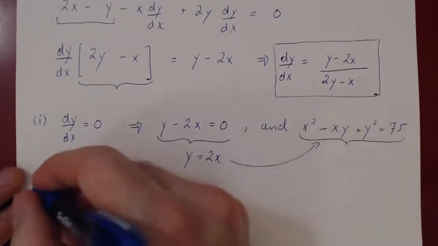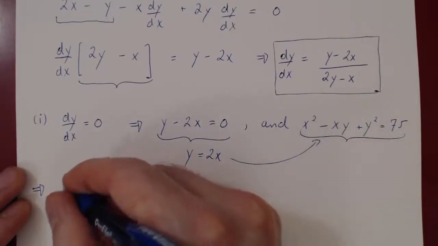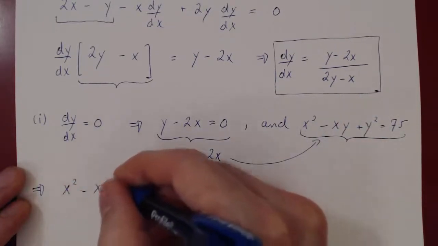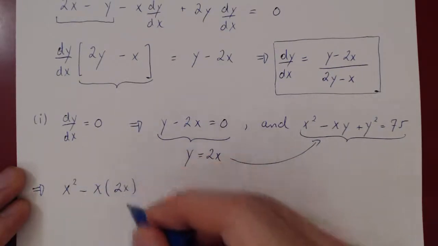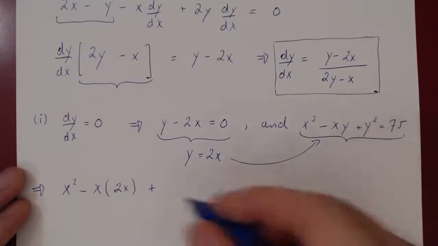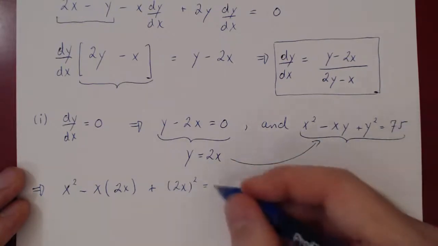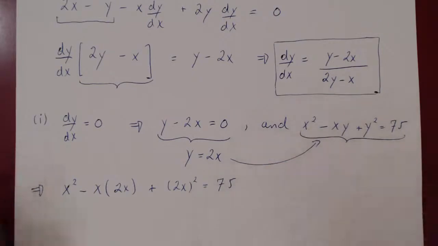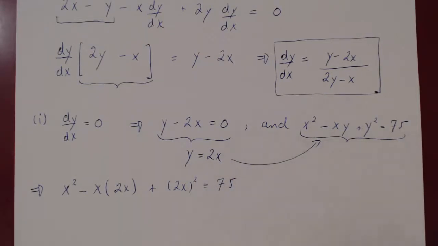Let's do so. So what do we get? Well, x squared stays x squared, minus x times y, but y must be 2x, plus y squared, 2x squared, and that equals 75. And if you notice, what we have now is a quadratic in x. So let's solve for x, and then we'll solve for y.